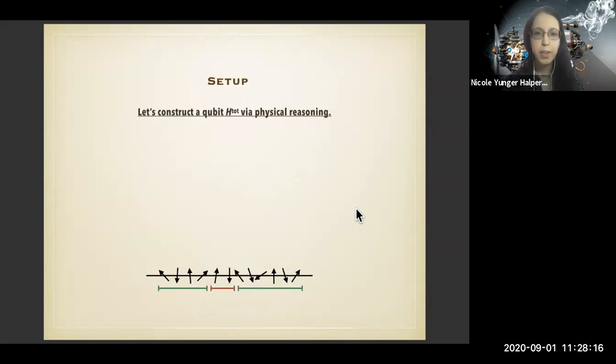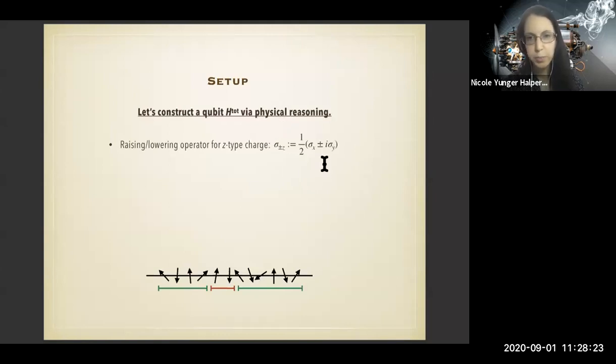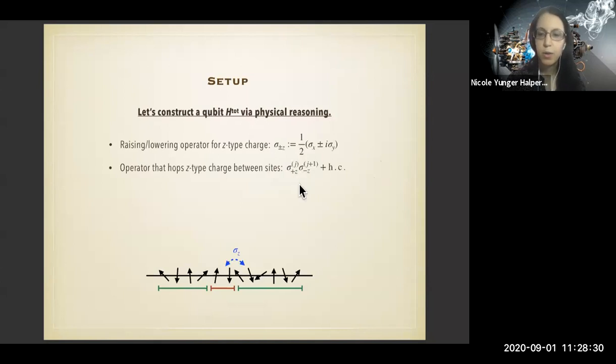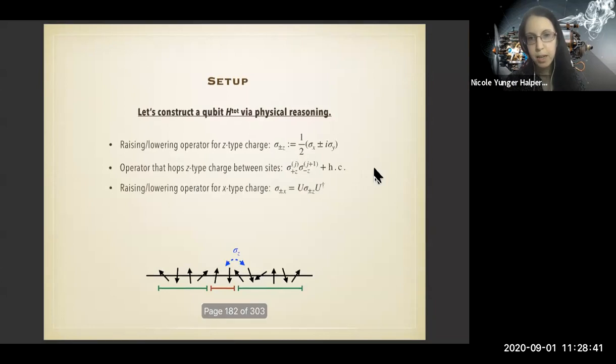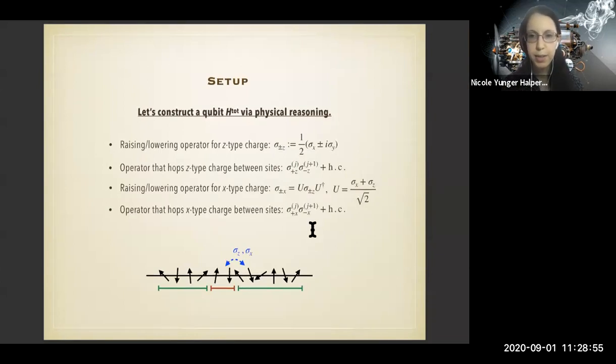We can construct such a Hamiltonian via physical reasoning. We all know the form of the ladder operators, the raising and lowering operators, for the Z-type charge. And we know how to construct an operator that takes one quantum of the z component of the angular momentum from site j plus one and hops it onto site j, and the opposite in superposition. We can construct raising and lowering operators for the x-type charge by taking the z-type operators and rotating them with the Hadamard operator. We can similarly construct an operator that takes one quantum of the x component of the angular momentum from site j plus one and hops it onto site j, and the reverse in superposition. We can do the same thing for y.